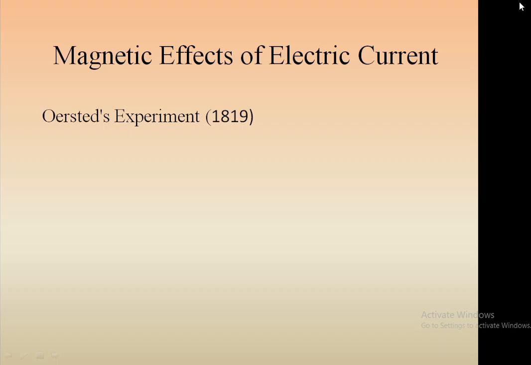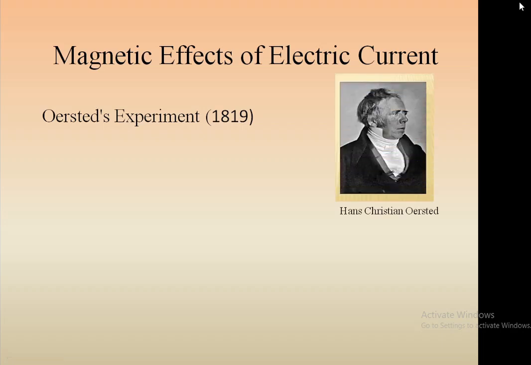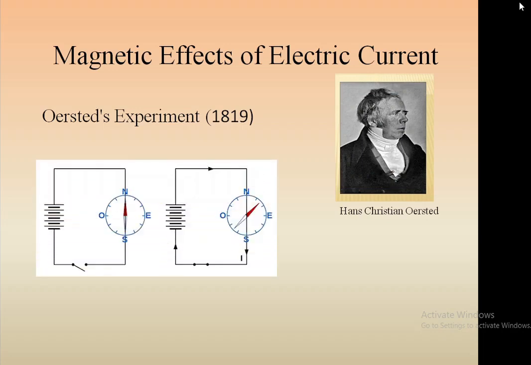So, in the experiment by Christian Oersted, he showed that a pivoted magnetic needle could be deflected by a current carrying conductor placed near to it. In the figure we can see there is a current carrying conductor and a magnetic needle is placed very near to it, and when we switch on the circuit, there is a deflection in the magnetic needle.